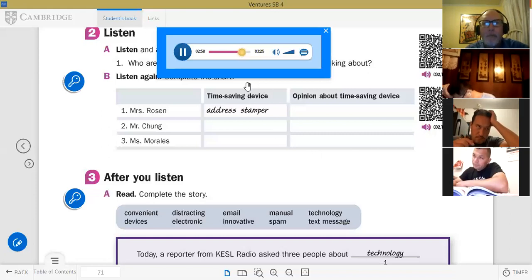I'm sure our listeners will enjoy hearing about such an unusual use. Happy to share. It really is a time saver, but not a money saver. I see what you mean. Oh, I didn't get your name. Patricia Morales. Well, thank you, Ms. Morales, for sharing your favorite time-saving device.